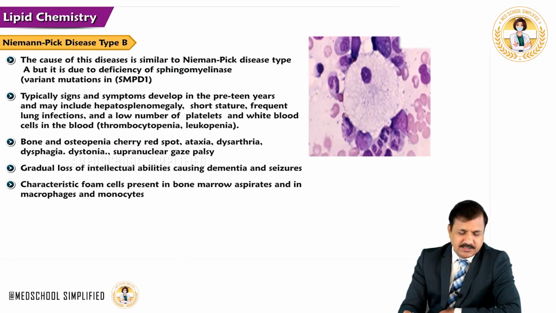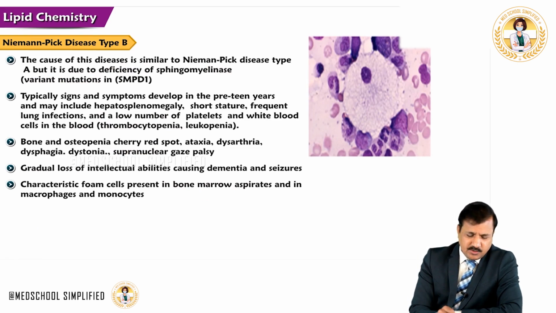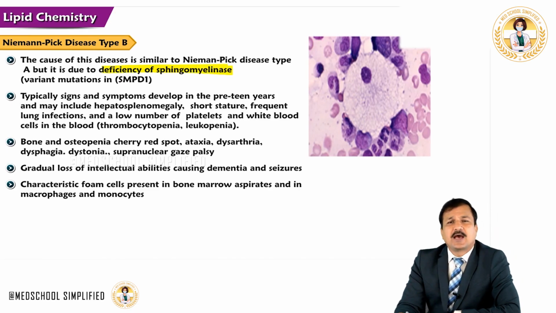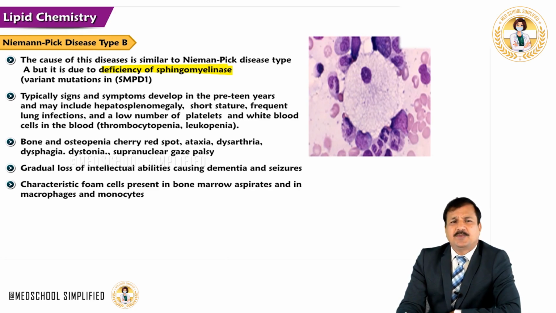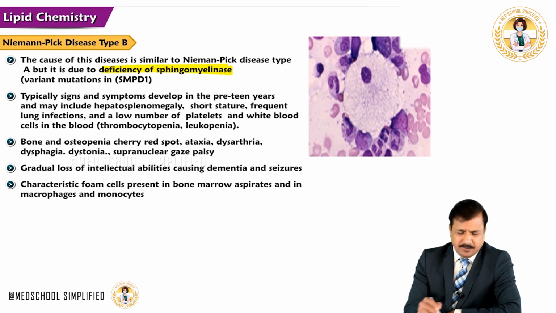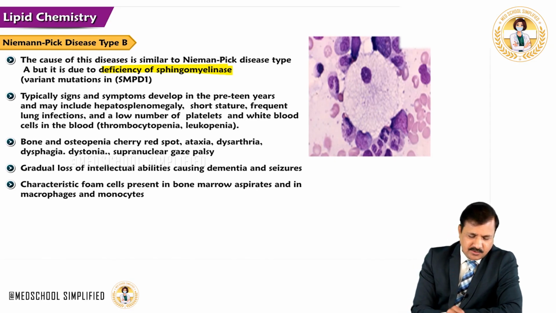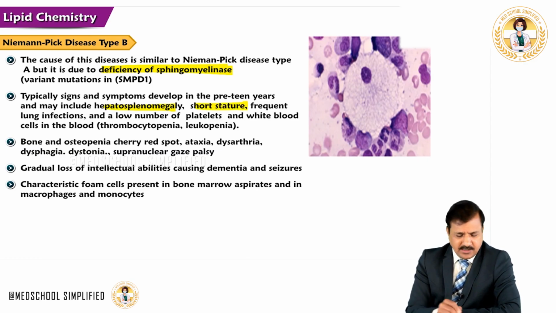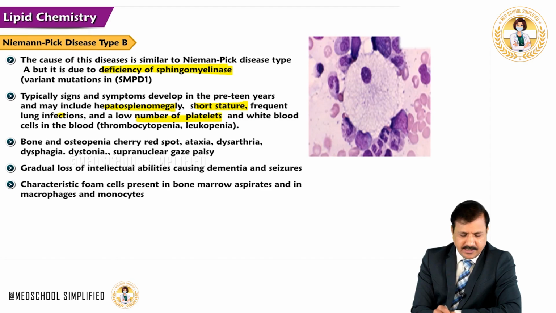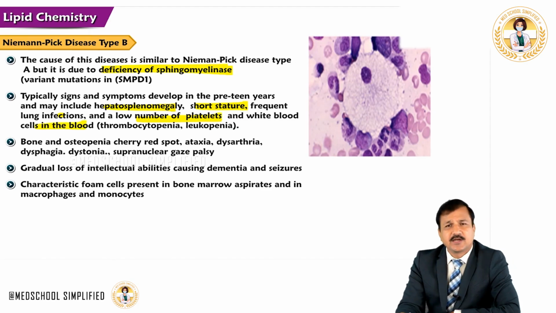Coming to Niemann-Pick disease type B. This disease is similar to Niemann-Pick disease type A, but it is due to deficiency of sphingomyelinase rather than the absence of sphingomyelinase that is seen in type A. Typical signs and symptoms develop in pre-teen years and may include hepatosplenomegaly, short stature, frequent lung infections, low number of platelets and white blood cells leading to thrombocytopenia and leukopenia.